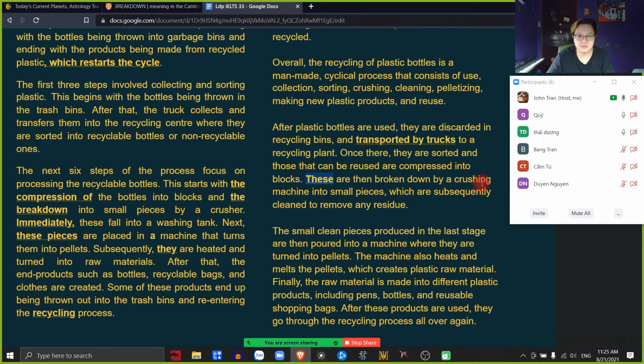These are then broken down by a crushing machine into smaller pieces, which are subsequently cleaned to remove any residue. Mà cuối cùng mà tiếp theo nó sẽ được làm sạch để loại bỏ bất kỳ cái tạp chất nào. Is that what you say? Residue is like contamination.